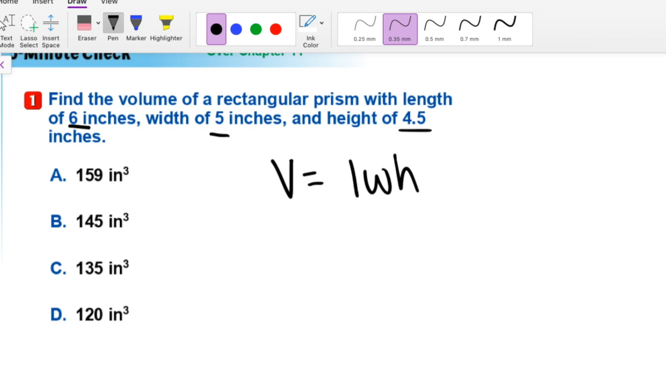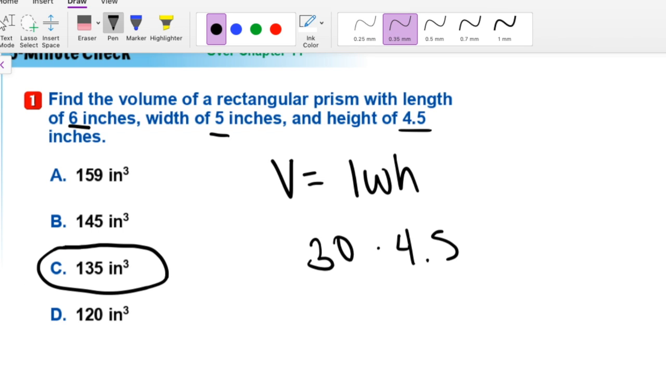6 times 5 is 30. 30 times 4.5 is 135. Is that an answer on here? Yes, it is. 135 inches cubed. And that is exactly how we get that first answer.